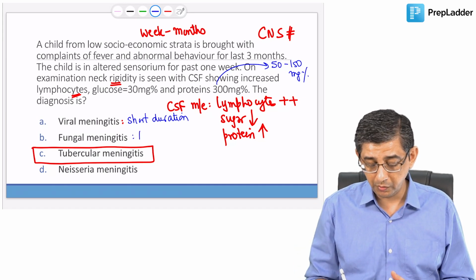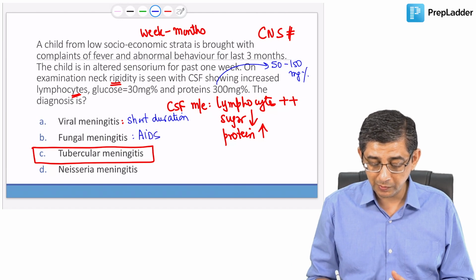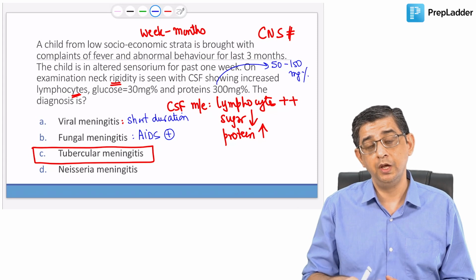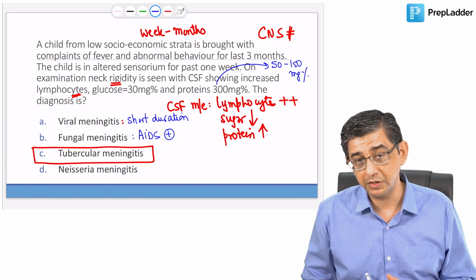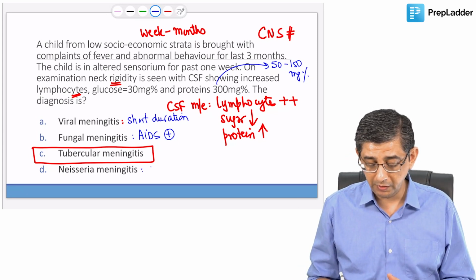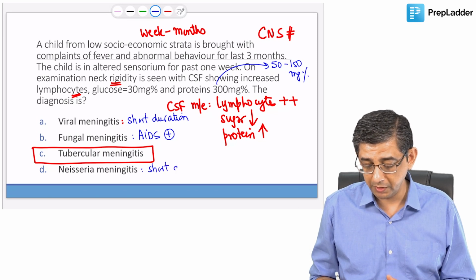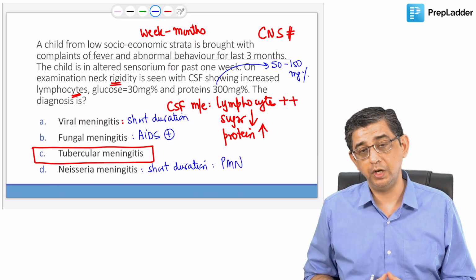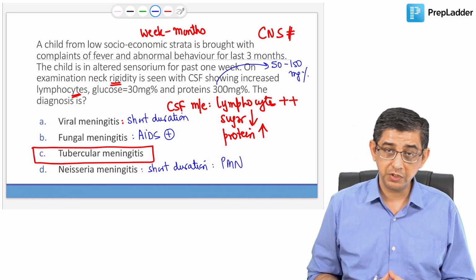Fungal meningitis is found in immunocompromised patients like an AIDS positive patient. There was a question on cryptococcal meningitis also in this time's exam that I'll show in the subsequent part of the discussion. And Neisseria meningitis will again have a short duration of illness. Neisseria meningitis will also have neutrophils present in the CSF, so you can rule out the remaining options. The correct answer to this question is option number C.